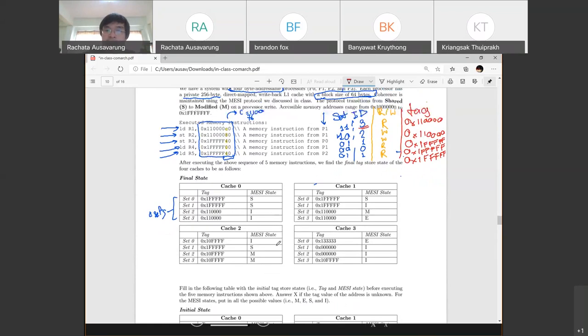If you look at set three in the final state, this table shows the state of my cache after all these five instructions. After these five instructions, I have a load coming from processor one. Processor one means that you look at cache one. After this load, you will see that you got an exclusive state, and this is your tag. So what does exclusive state mean? You went over this about 15 minutes ago. What does it mean to be in an exclusive state?